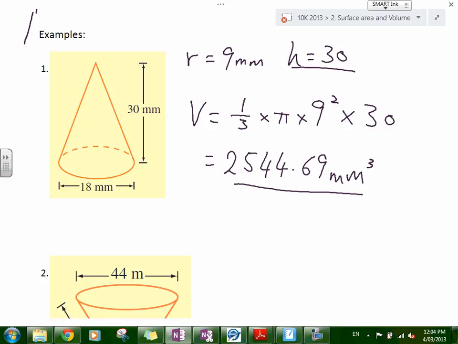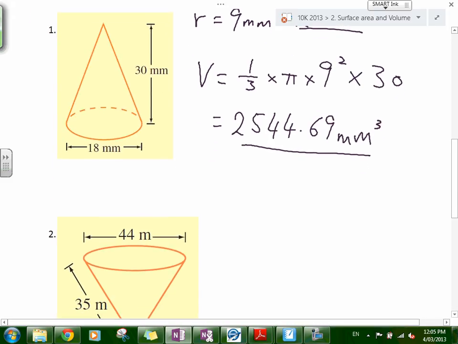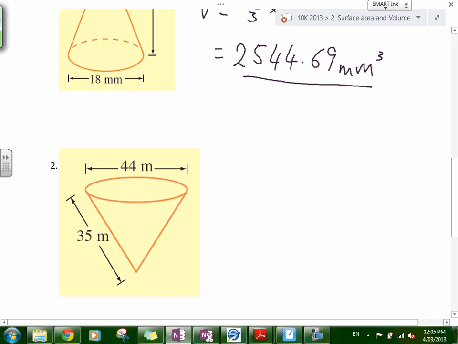Now sometimes you might be given the slant height instead of the perpendicular height. And if you're given the slanted height, we need to find the perpendicular height somehow. What are we going to use to find the perpendicular height? Pythagoras' theorem. Okay, because we can have a right angle triangle inside the cone, and we use that to find the unknown side, which is the height. We'll just go through this.